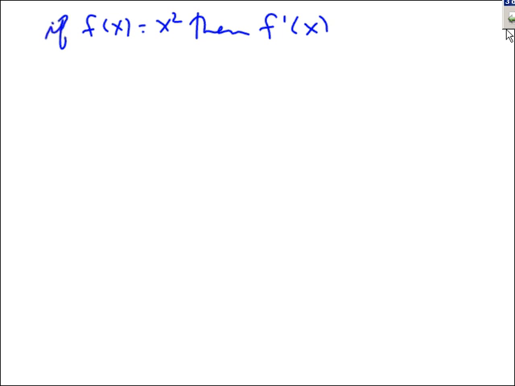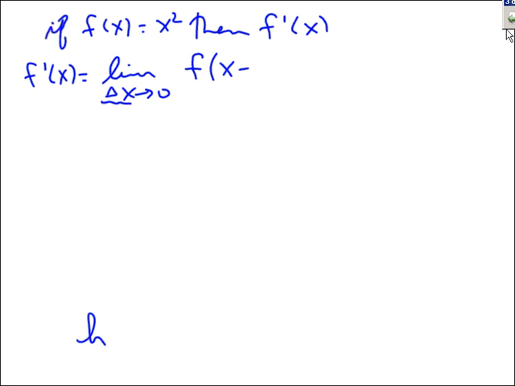Well, we know by definition that f prime of x is equal to the limit as delta x goes to 0. Now, some textbooks and teachers, instead of saying delta x, use the letter h. So you can write h goes to 0 of f of x plus h, anytime I write delta x, you write h, minus f of x over h.